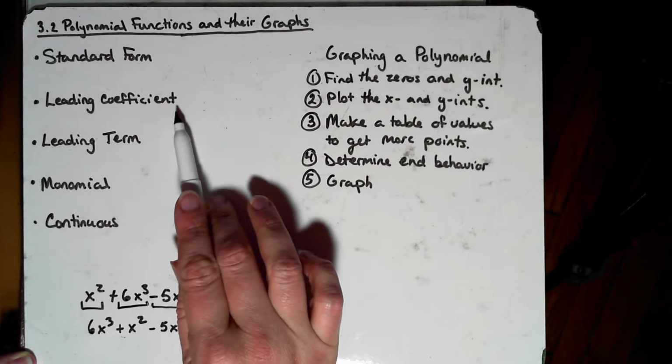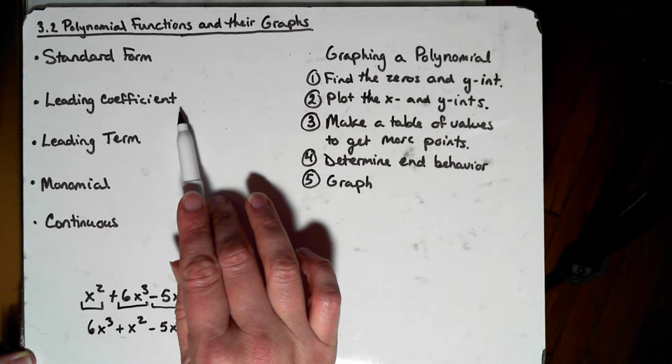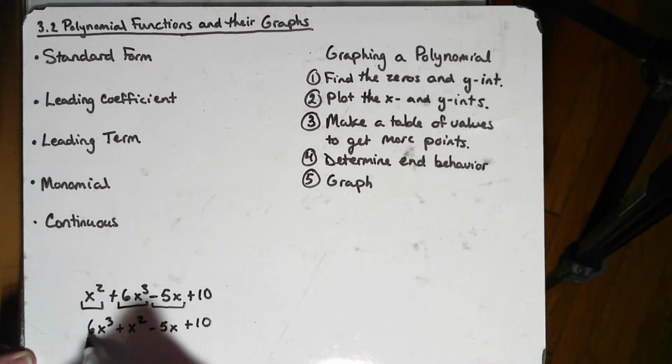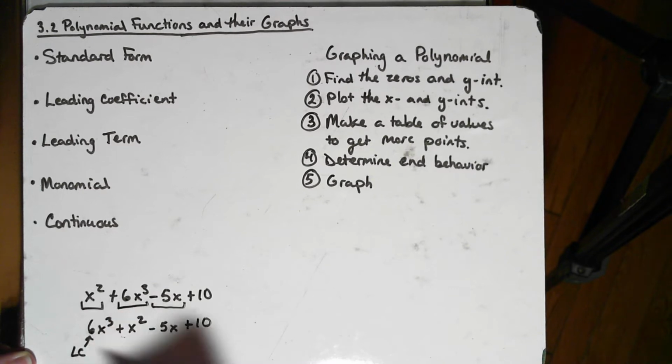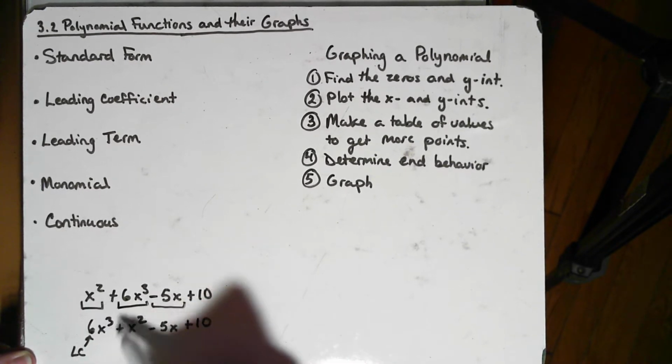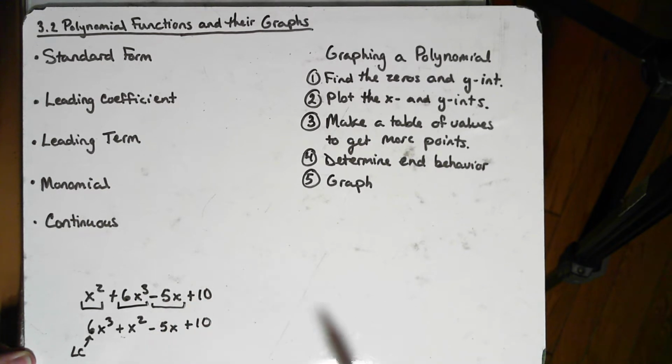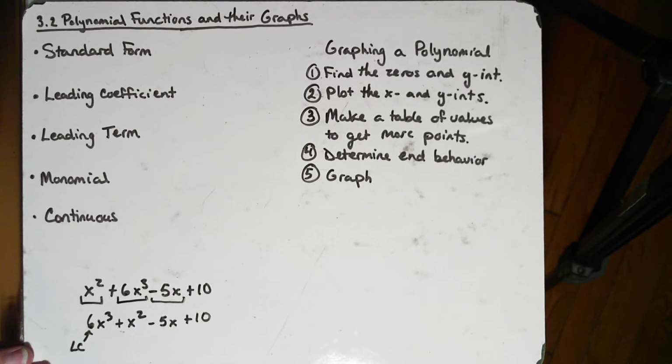Next we have leading coefficient. The leading coefficient is the number, the constant, that's multiplied by this leading term. So in my case, the leading coefficient is this 6 right here because it's on the leading term. Now, hypothetically speaking, if this had been in standard form, the leading coefficient would be that invisible 1 next to this x squared. That is still a coefficient, so that invisible 1 would work.